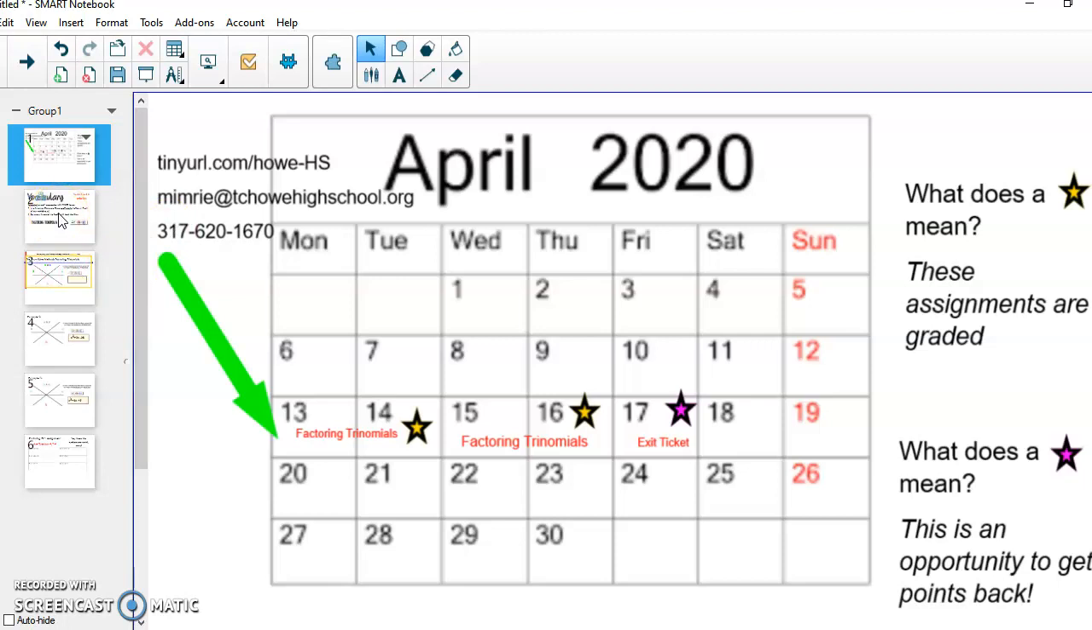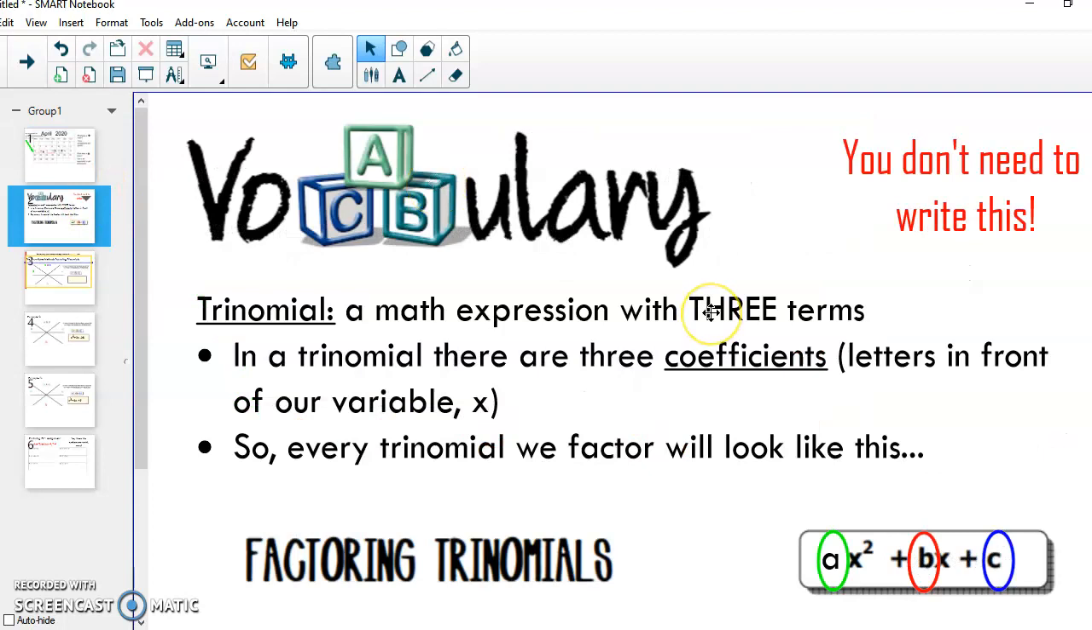So let's start off today with some vocabulary. You do not need to write this down, but I did want you to pay close attention to the fact that my title has the A, the B, and the C taken out of the word vocabulary. And I want you to see if you can think about why that could be by the end of the slide.